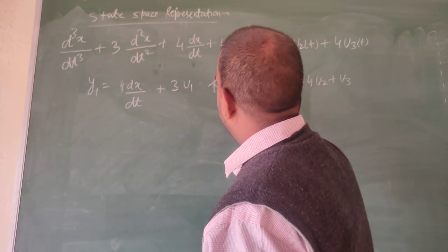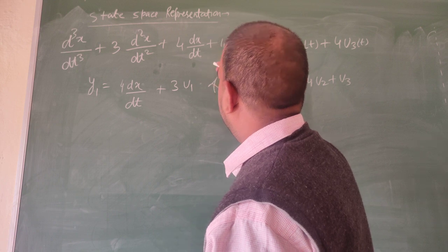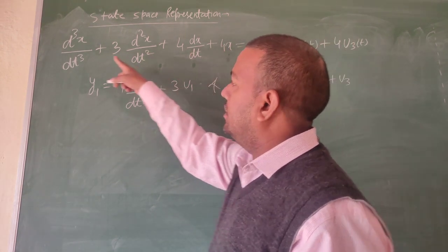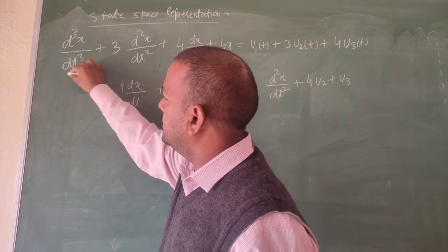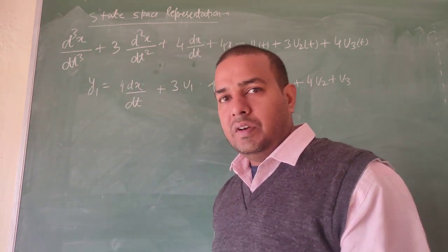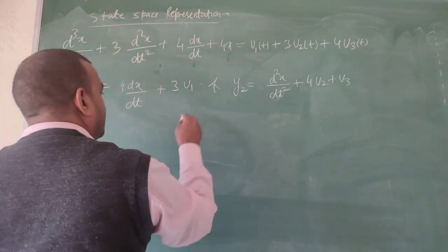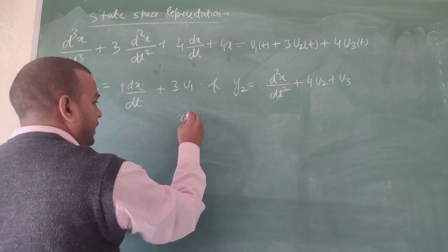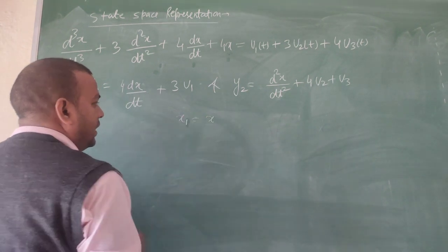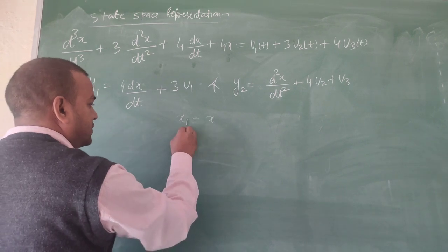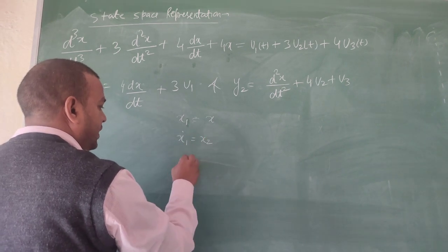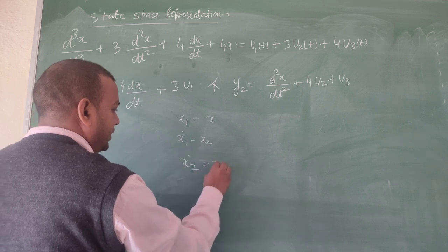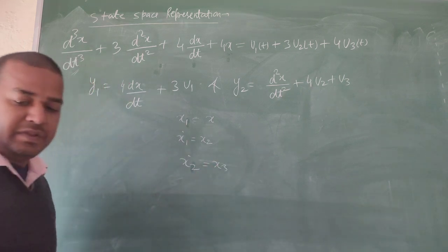First of all, we will define the variables. We know that the order of this differential equation is 3. So we represent x equals x1, and x1 dot equals x2, x2 dot equals x3. So why am I representing it here?